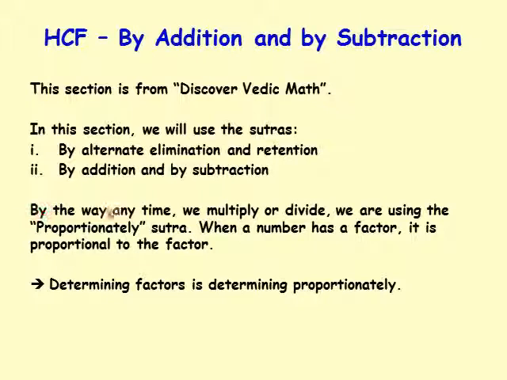By the way, anytime we multiply or divide, we are using the proportionality sutra. When a number has a factor, it's proportional to that factor. So when we do factors, we were using proportionality. Determining factors is determining proportionalities. If 3 is a factor of 6, this number 6 is proportional to 3. Let's continue.